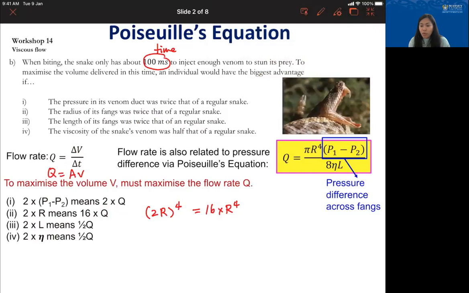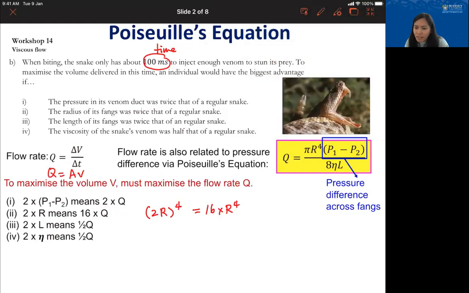Yeah, so you're right. So the venom should be injected quicker in order to maximize the volume of venom delivered by the snake, and quicker means higher flow rate.